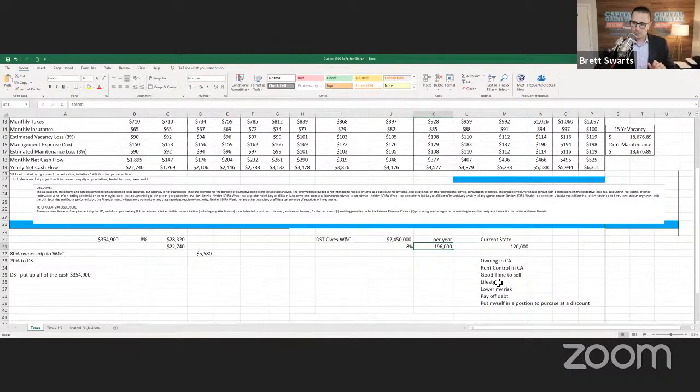Nope, we're there. Okay, so back over here. We've got 8%, that's the preferred return on the 354, which is $28,320, which owes the trust, which again owes you. It owes you the 196. So this 28,320 is going into this 196 per year, right? That's the goal. And so we have a little shortfall.